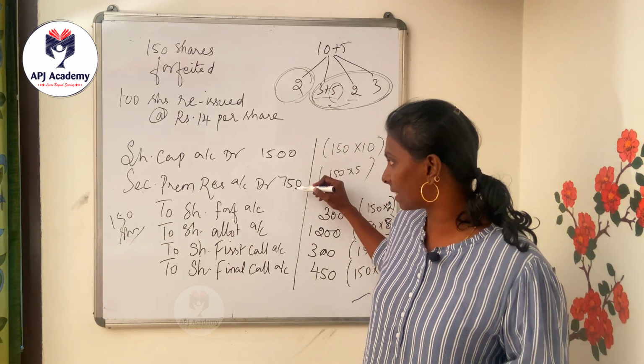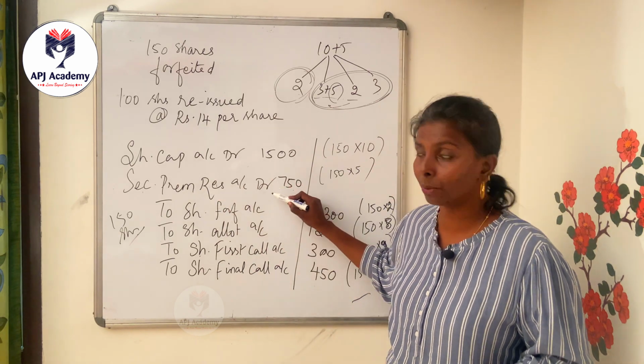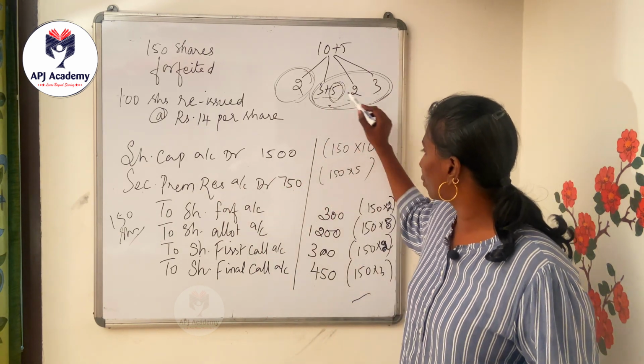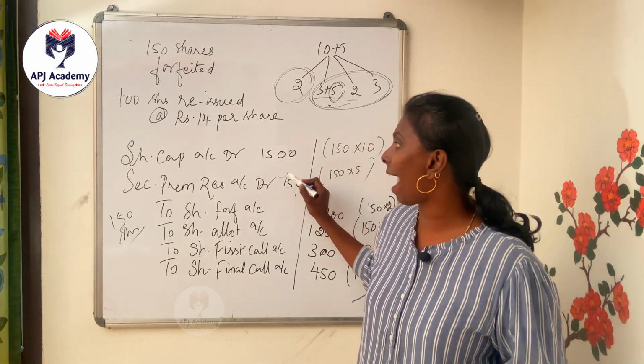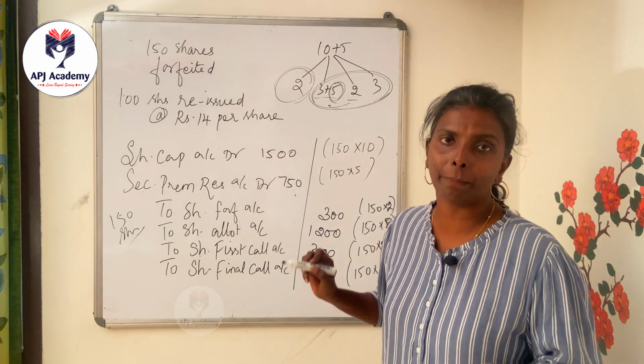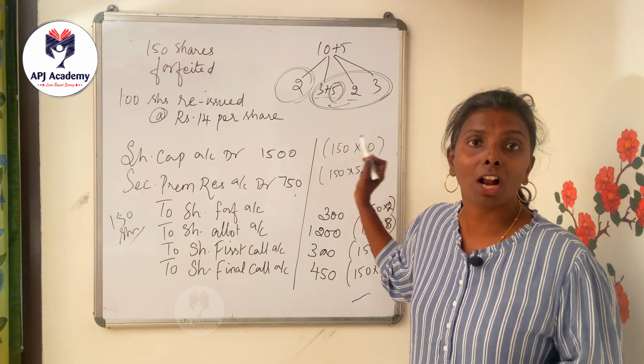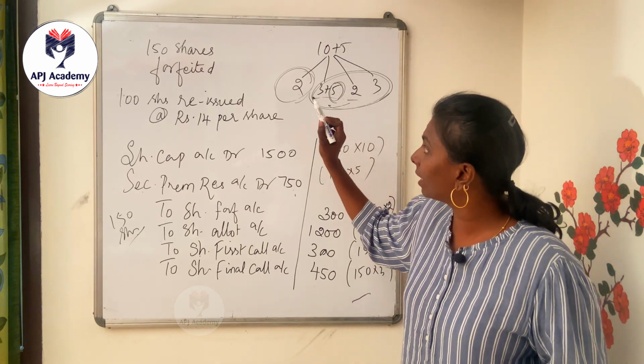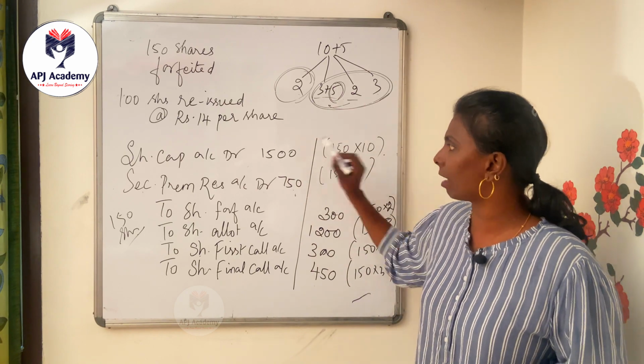Now coming to the debit side, we have securities premium reserve account. Premium is this amount, 150 into 5, I get 750. And for share capital, usually we put the complete called up value. Okay, called up value is we have called the entire 10 rupees. So it is 150 into 10, 1500.